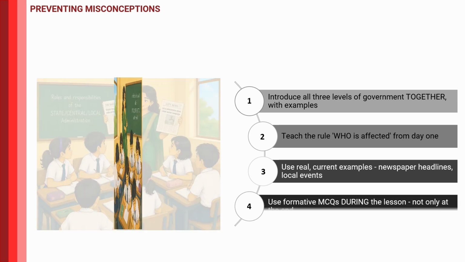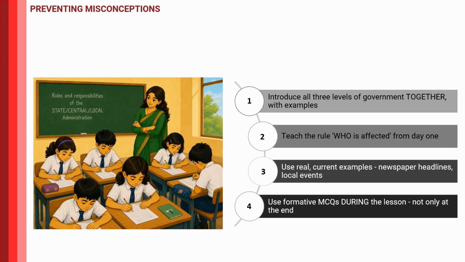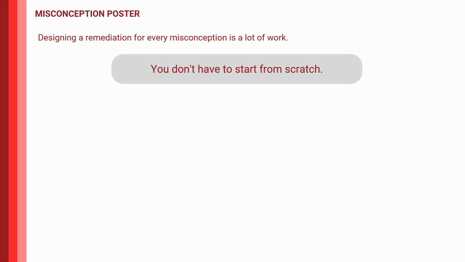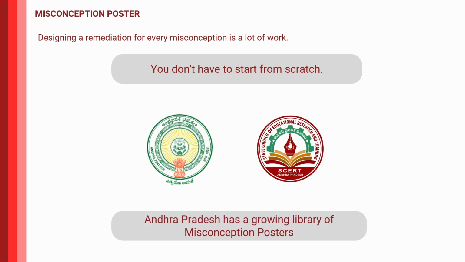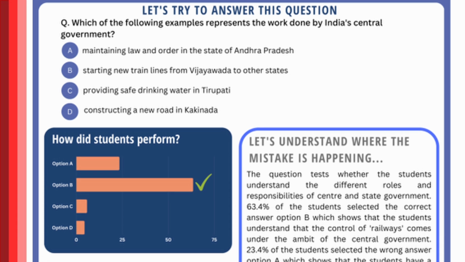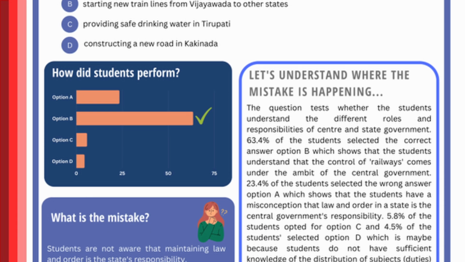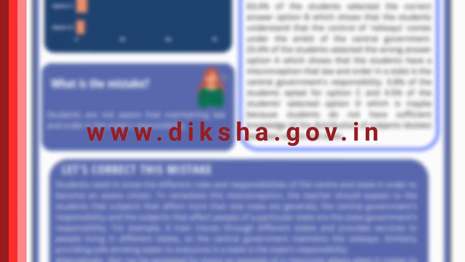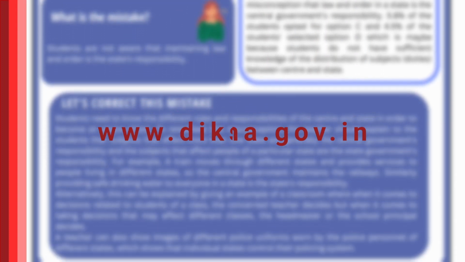And fourth, use short formative MCQs during the lesson, not only at the end. They surface misconceptions while the lesson is still fresh. Now, designing a remediation lesson for every misconception in every test can feel like a lot of work. The good news is, Andhra Pradesh has been developing a library of misconception posters. 1 poster for each misconception identified across grades and subjects. These posters are now available on the Diksha platform for every teacher to access and use.